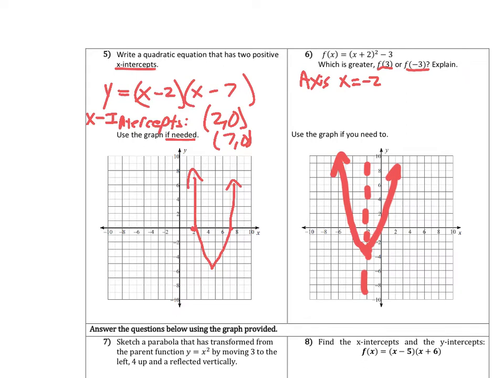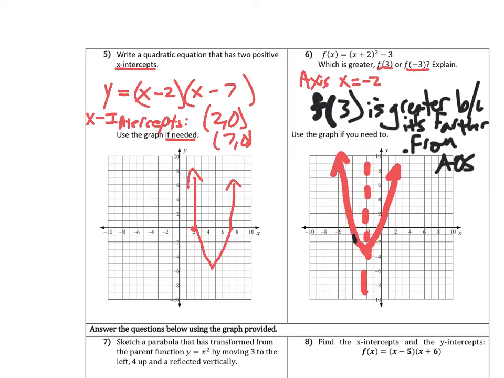Well, let's see, f of +3 is greater. And the reason is because it's going to be somewhere up here, it's farther from the axis of symmetry. All right, if you want to find those exactly, you can, and you'll find that out as well.